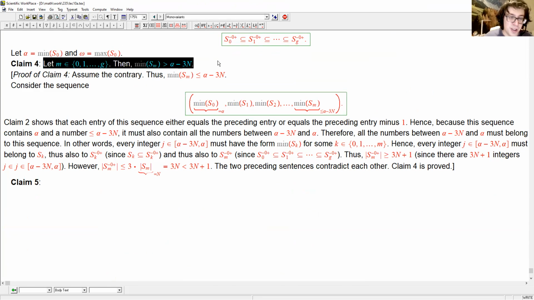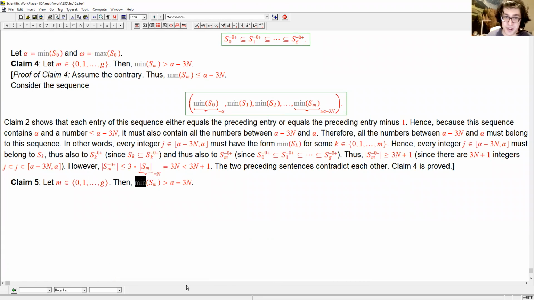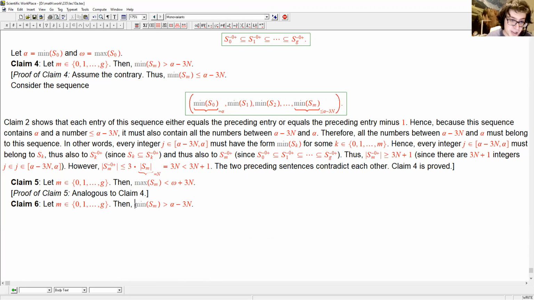Let me just copy paste it. Instead of looking at the leftmost occupied room, I look at the rightmost occupied room, and now the bound is omega plus 3n. Proof of claim 5 analogous to claim 4. And now it's time to combine these things. I claim that Sm is a subset of this set: alpha minus 3n plus 1, alpha minus 3n plus 2, alpha minus 3n plus 3, alpha minus 3n plus 4, and so on to omega plus 3n minus 1. And this follows from claims 4 and 5.